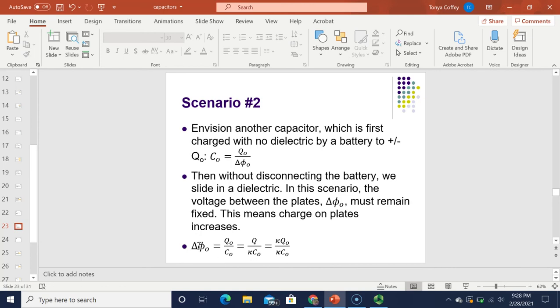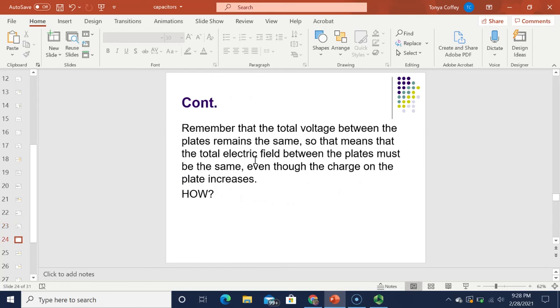But in order for delta V naught to stay the same, it can't possibly be the same charge, so I'm going to call that charge Q. Now we have delta V naught is equal to Q over kappa C naught. What must Q be so that delta V naught is fixed? Since delta V naught is equal to Q naught over C naught, the only possibility is that my new charge Q must be kappa times Q naught, and then the kappas on the top and the bottom cancel out. So what does this all mean? The total voltage between the plates remains the same, and the total electric field between the plates has to be the same. But the charge on the plates goes up. It becomes kappa Q naught.